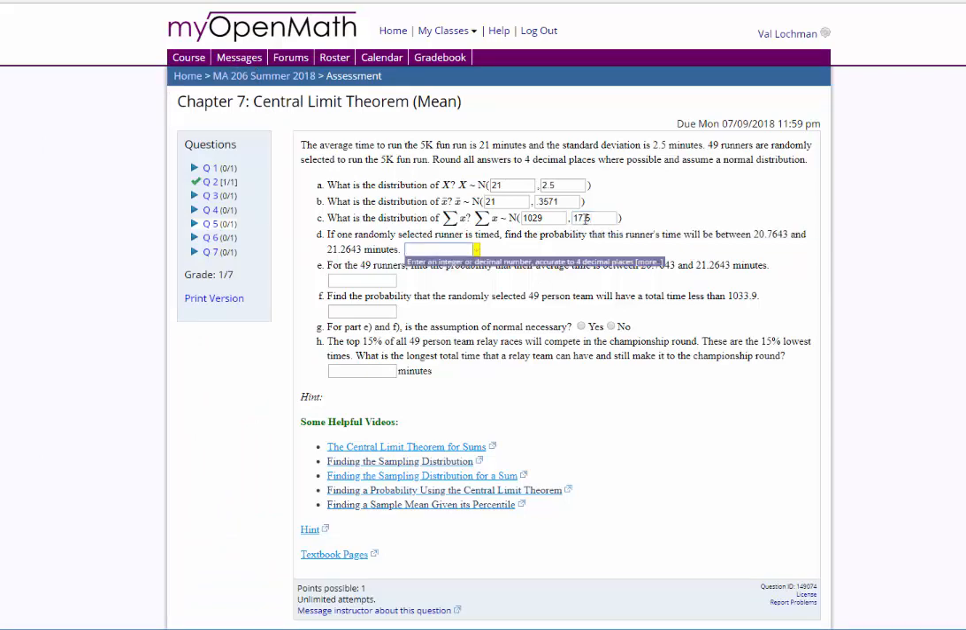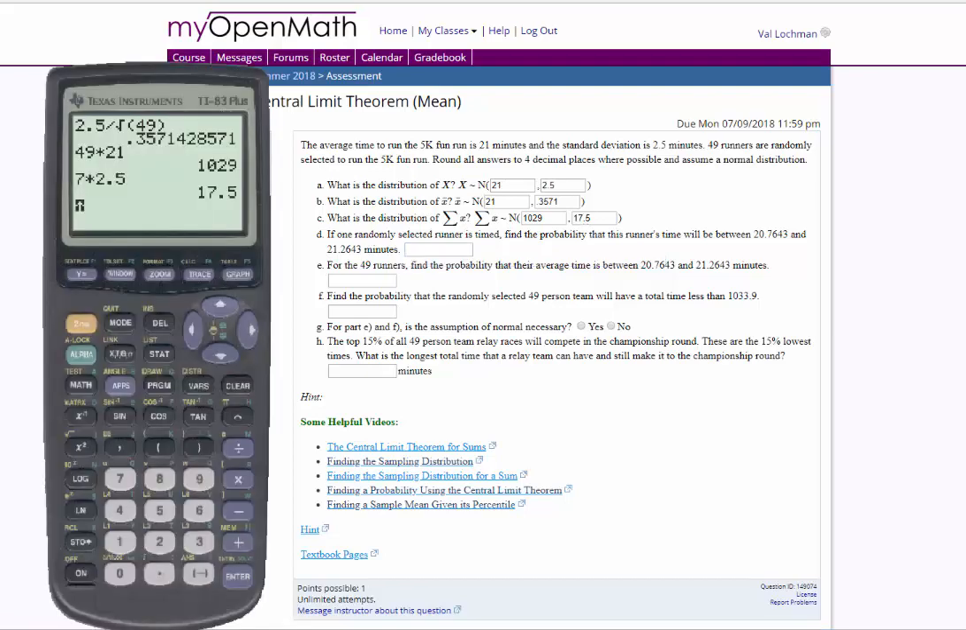Okay. And now we have these questions to answer. If one randomly selected runner is timed, find the probability that this runner's time will be between 20.7643 and 21.2643. Okay. I'm going to go back to my calculator. Second variables, Normal CDF, 20.7643, 21.2643. Okay, and the mean is 21. The standard deviation is 2.5.